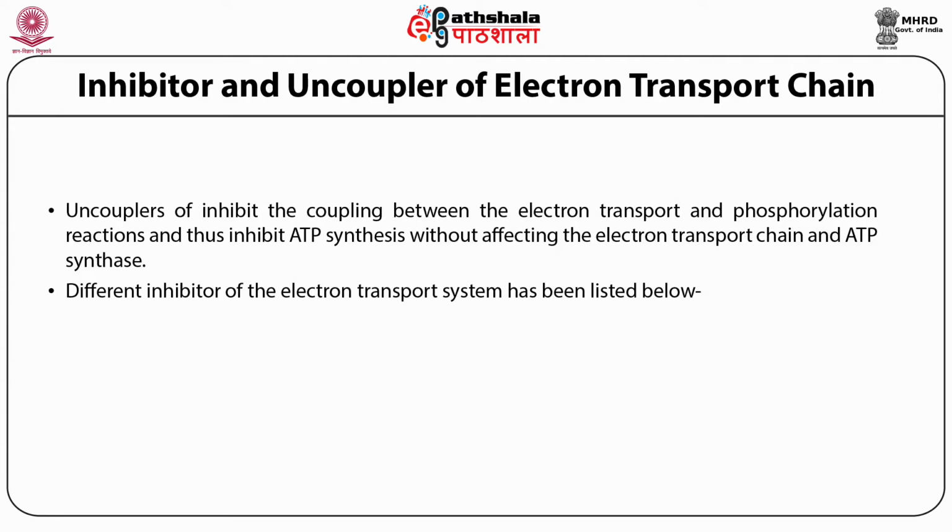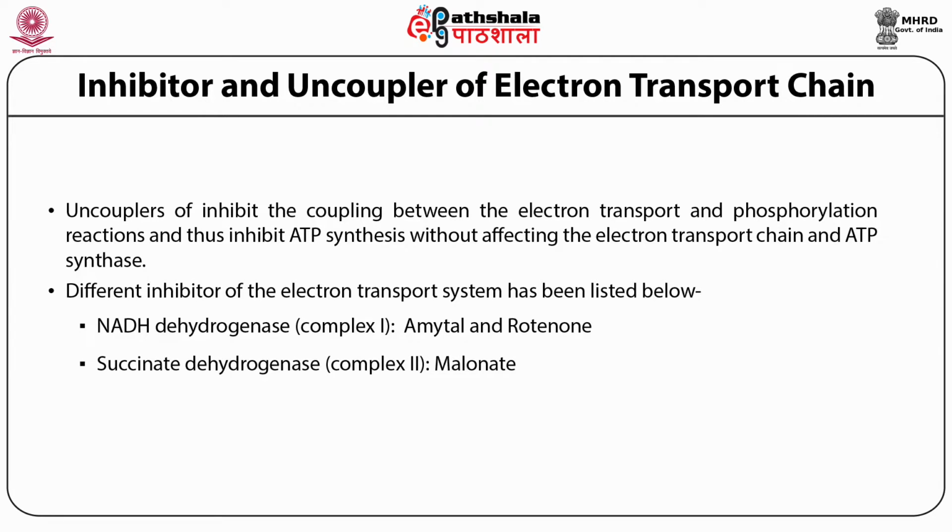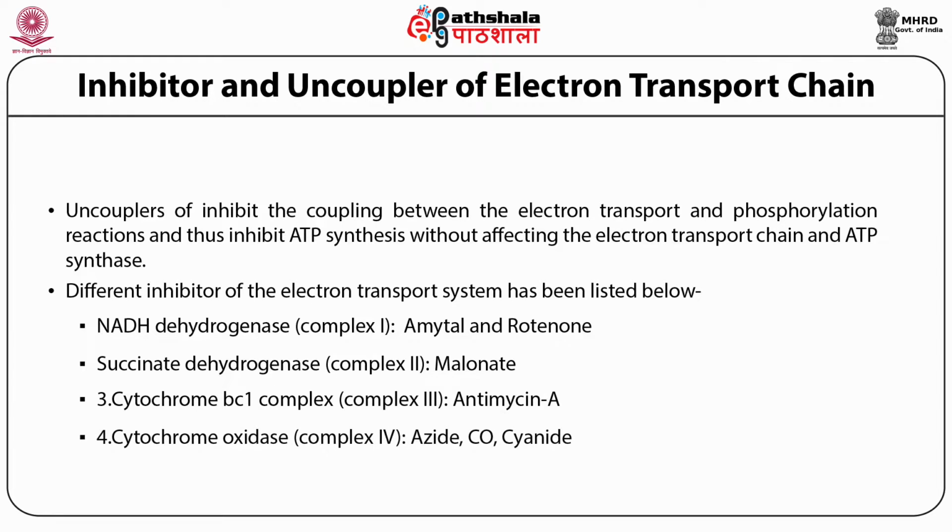So we have 5 complexes. Complex first has inhibitors like amytal and rotenone. If you remember, rotenone is very interesting, it is used in fisheries. The second one is malonate, an inhibitor of complex second, and then we have antimycin A, that is an inhibitor of complex third, and then we have complex 4 inhibitors like azide, carbon monoxide and cyanide, and we have complex 5 inhibitors, that are oligomycin and DCCD.